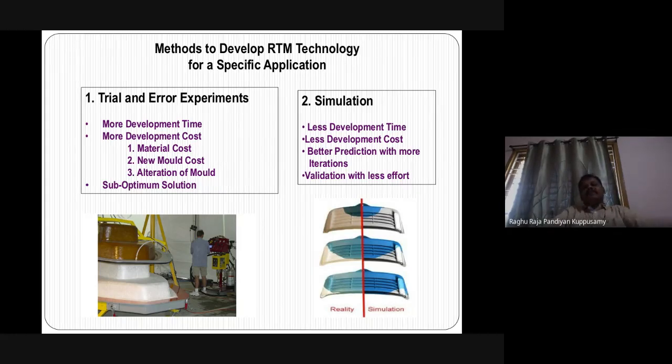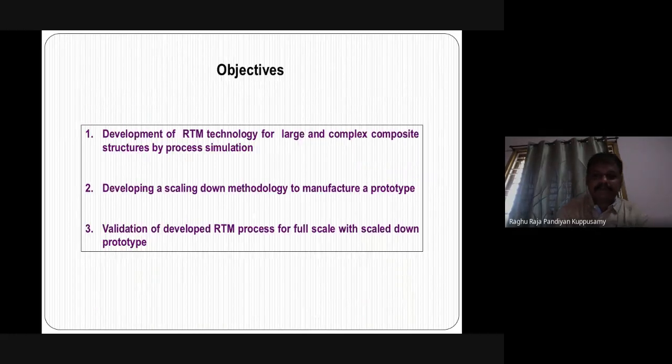And when it comes to simulation, obviously it is in virtual mode. You can have a better prediction with more iterations. The development cost is lesser, the development time is lesser, and you can validate with only one or two experiments whether the simulation is okay or not. That validation will give you the effective process parameters, and tell whether the number of injection ports and vents we placed is correct, or whether it is optimum or not.